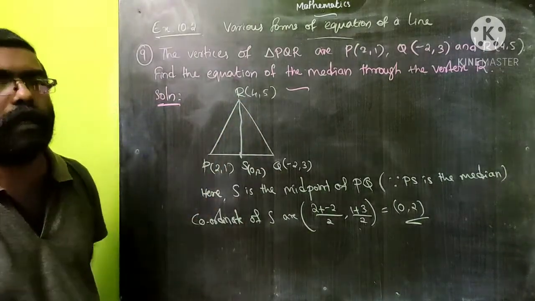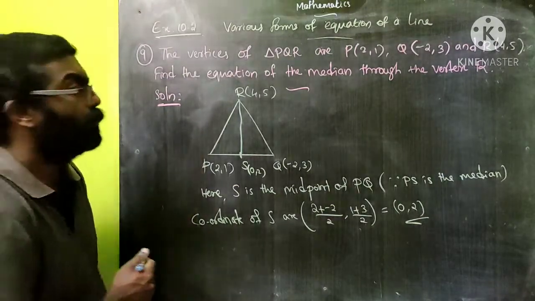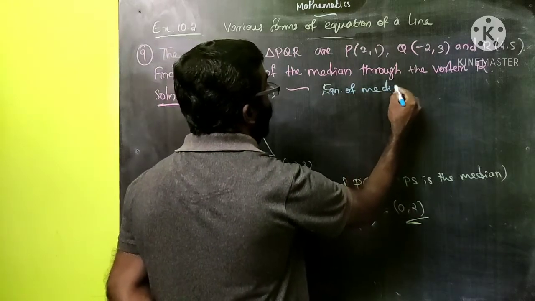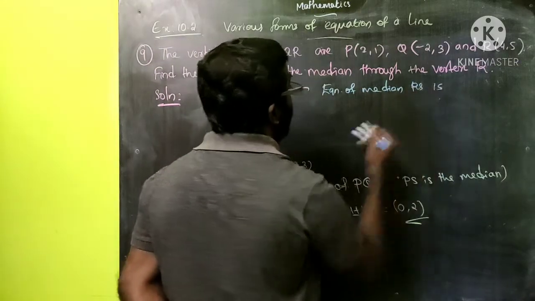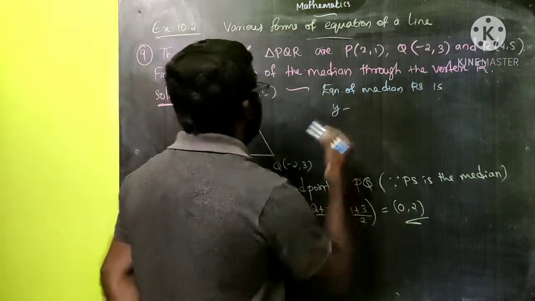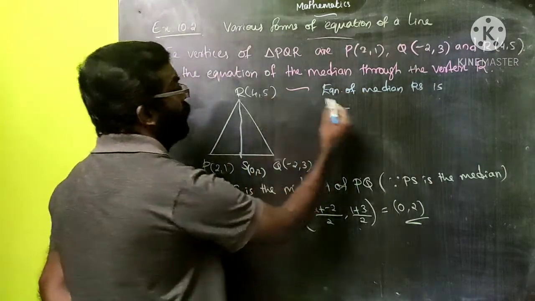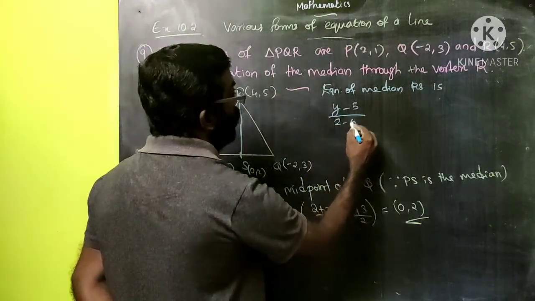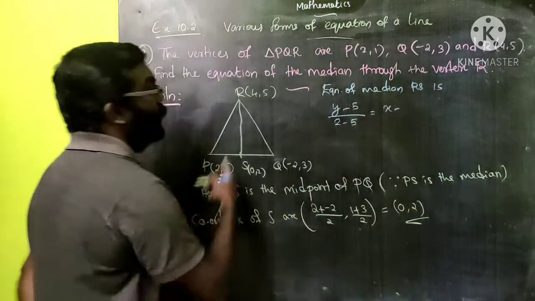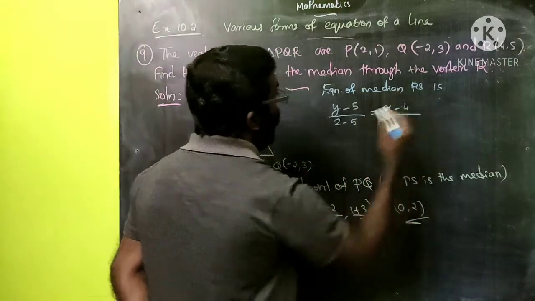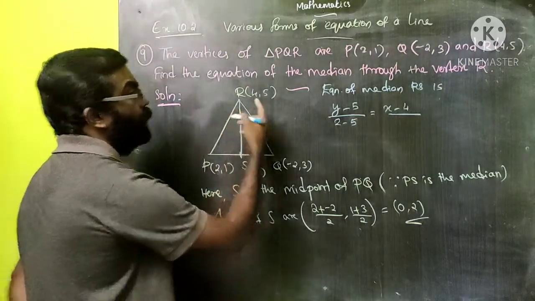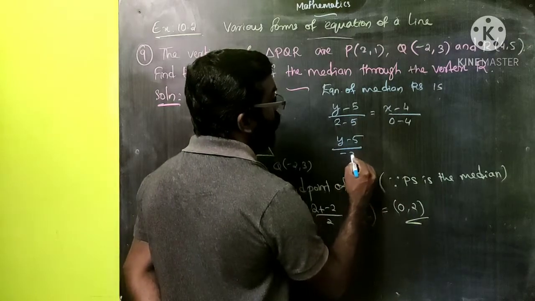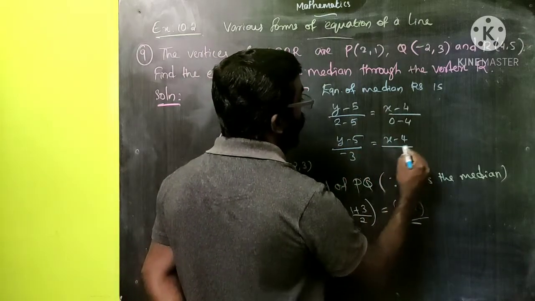Or the equation of the median RS. Okay, two-point form. So the equation of median RS is y minus y1, here y1 is 5, by y2 minus y1, 2 minus 5, which is equal to x minus x1, x1 is 4, by x2 minus x1, 0 minus 4. That is, y minus 5 by minus 3 is equal to x minus 4 by minus 4.